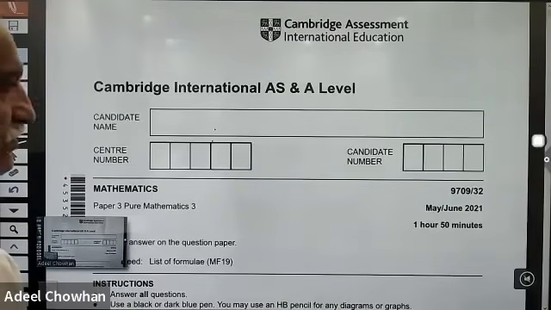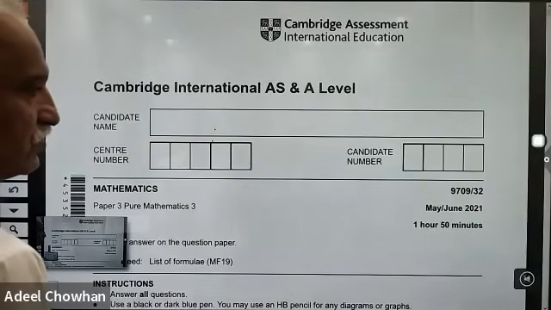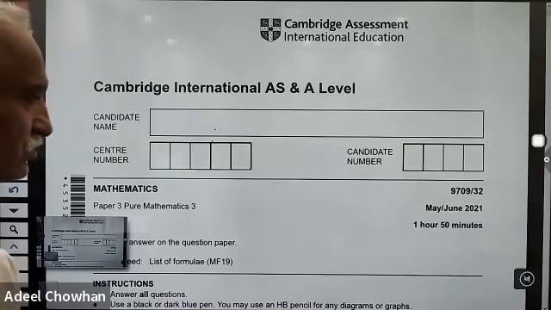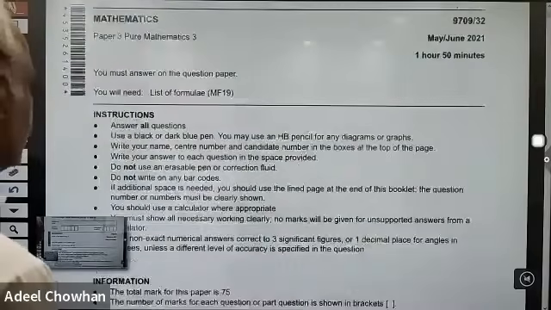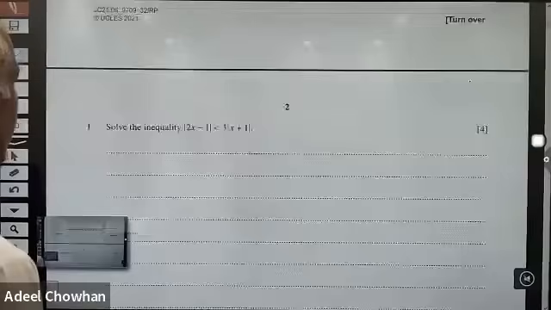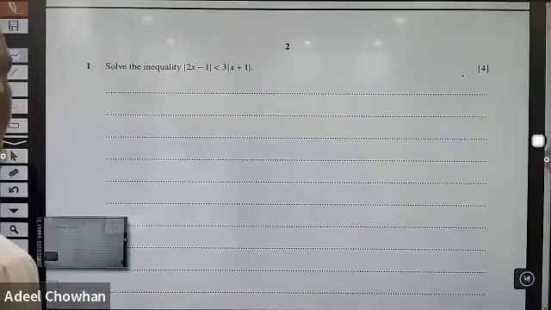We are starting now the paper 2021 May June 9709 oblique 32. The total timing for this paper is 1 hour 50 minutes. The marks are 75. These are the instructions given in the beginning, and you have to follow this.